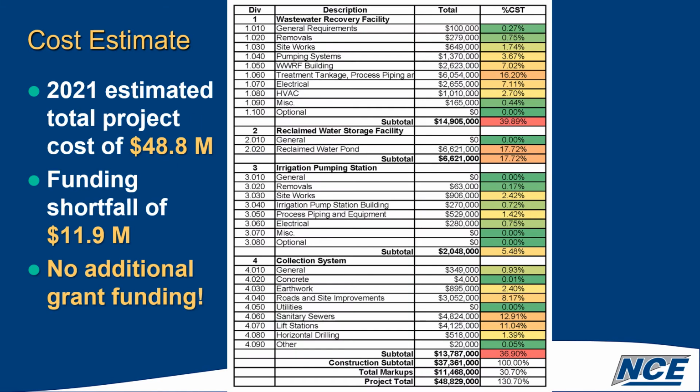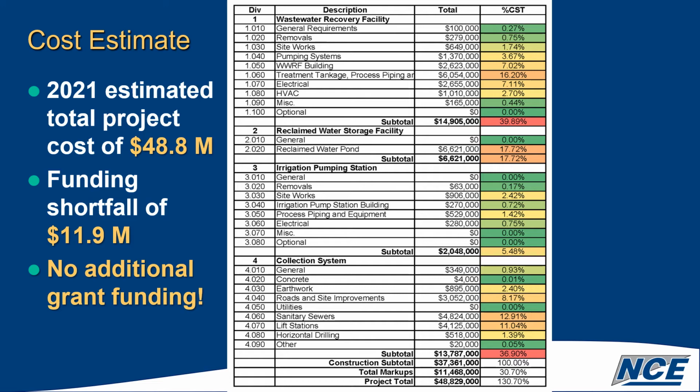So we get to the cost estimate. The cost estimate in 2021 was $48.8 million. So there's about $12 million that they're over budget for this particular project. And the most important thing is that there's no additional grant funding coming from the federal or provincial governments. Their share is locked. So anything that comes out of this in terms of extra dollars required, that's got to come from the municipal partners. And the municipal partners had a very, very small stake in the actual capital construction of this particular project.